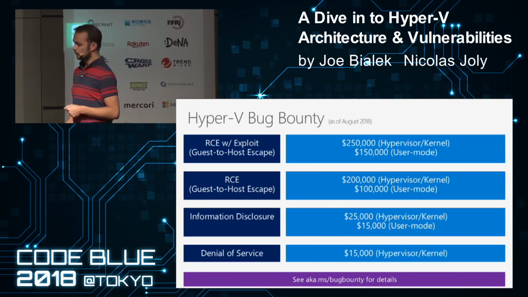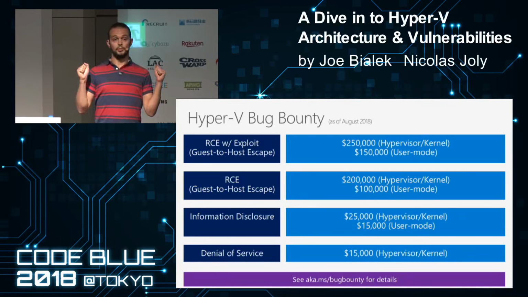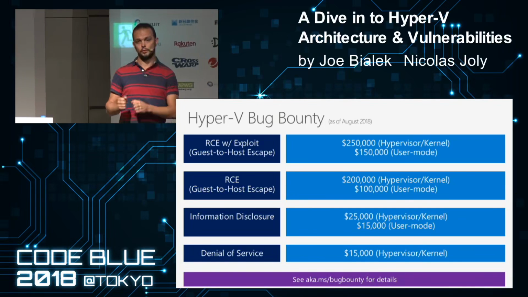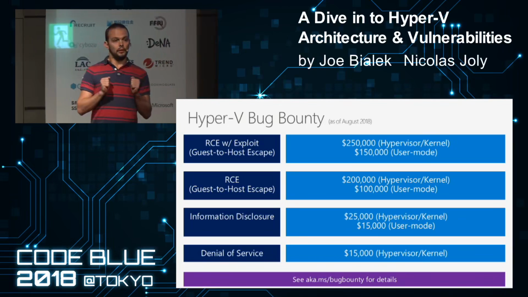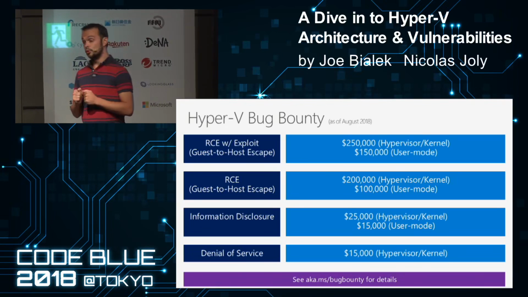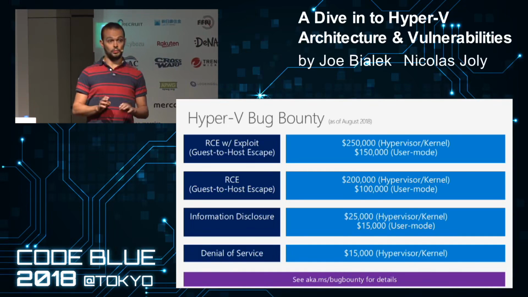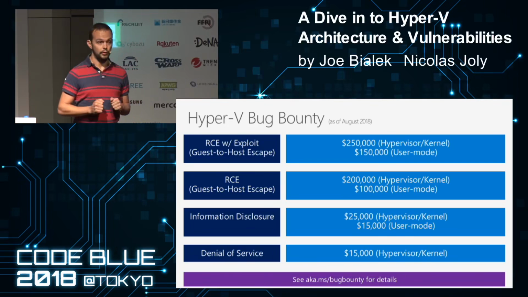And if you do that, we'll be delighted to pay you. So look at these figures, for example. Find remote code execution bugs in the host kernel that can be triggerable from the guest, and we'll pay you $200,000. That's a huge amount of money. You don't even need to send us an exploit. But if you do, we'll pay another 50,000 more.